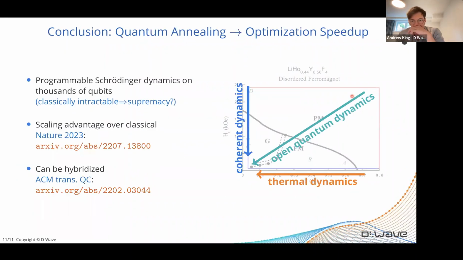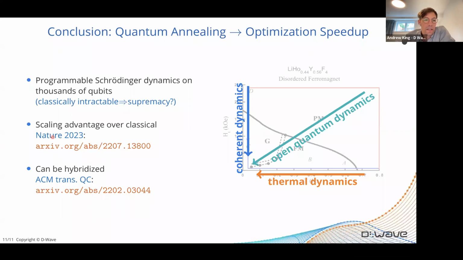So just to wrap up, we've made programmable Schrodinger dynamics on over 5,000 qubits. And we not only get a classical optimization scaling advantage, but we also get a system of quantum simulation that is, as far as we know, totally intractable beyond a couple of hundred qubits.